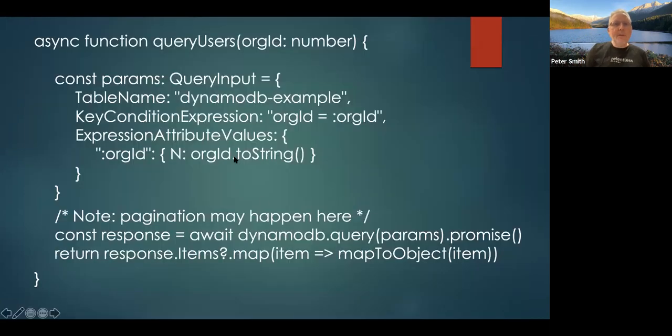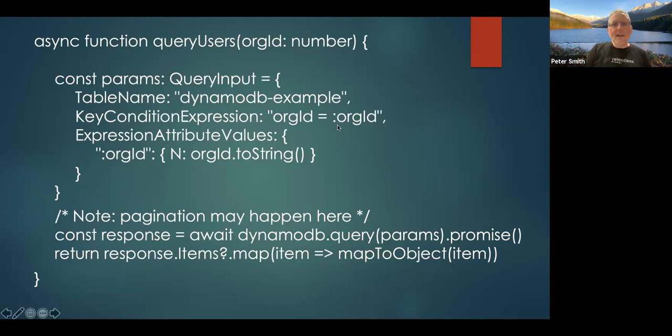Okay, so here again, the key condition expression is org ID equals :orgID. Okay, what's happening here is that this little expression is specifying what partition key do I want and what sort key do I want. Now, in this case, I want the entire partition, and I don't care about the sort key. I want to list all the users. I want them all returned to me.